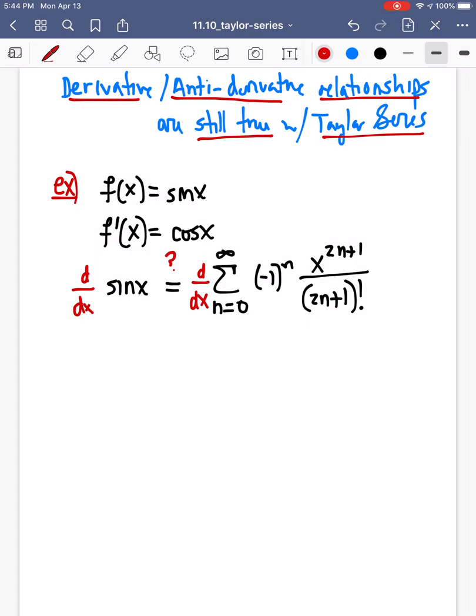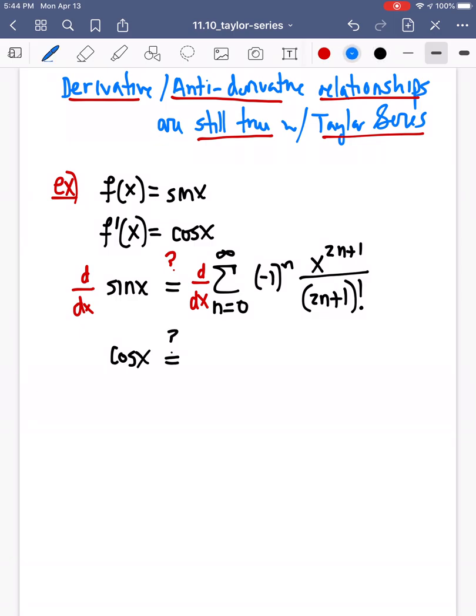Of course, this is just an example, but hopefully this example convinces you or builds some intuition that this is going to be true. So if we differentiate sine, we of course get cosine. And what we're hoping to see is that when we differentiate that right-hand side series, we're going to get the Maclaurin series for cosine. So let's see if that happens.